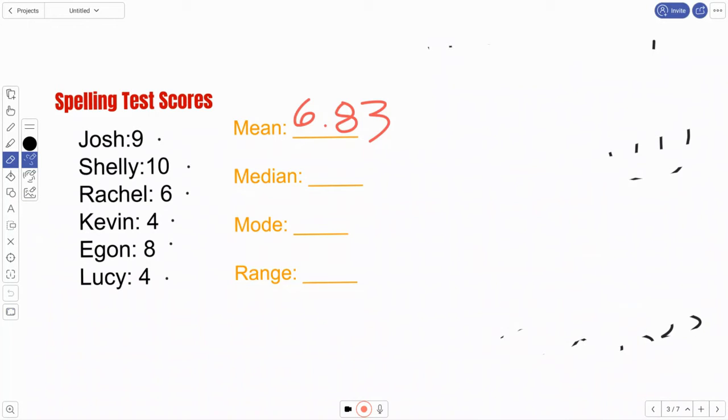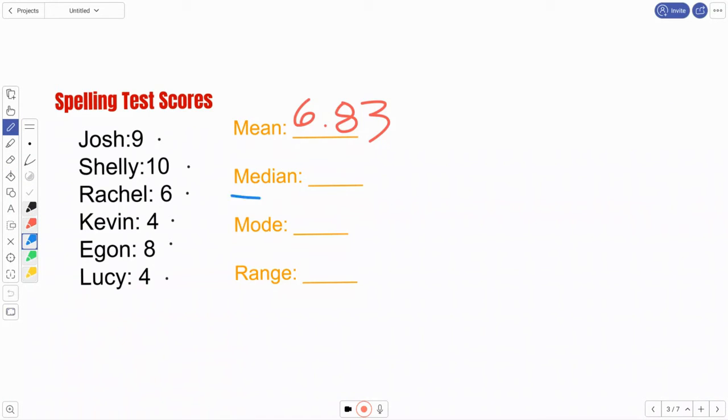So overall, if this was a spelling test that had 10 points, we as a class, the central point was about, the class got about a 6.8 or almost 7. So I could be pretty happy with that, right? 7 out of 10 isn't too bad.